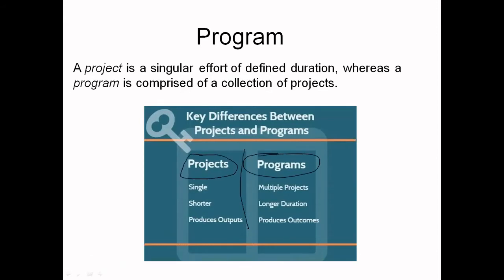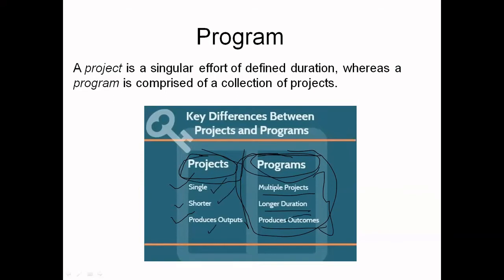So in these two of them, a project is single, shorter, and produces output. A program is multiple projects, longer duration, and produces outcome. So these are the things that come here. That's why I said management point of view. Don't see the computer science point of view. In computer science, a program is a small one, while a project is a bigger one. But here the reverse happens: a project is single, shorter duration, and produces the output.